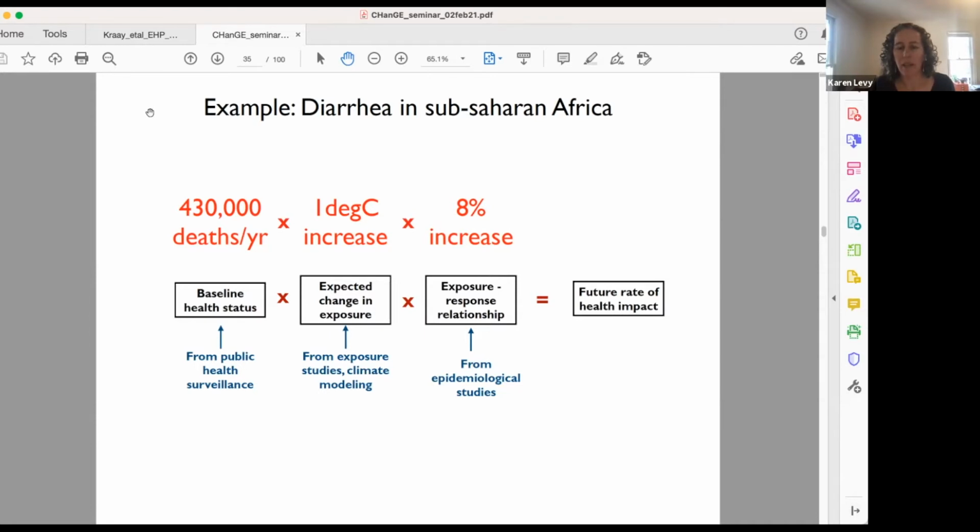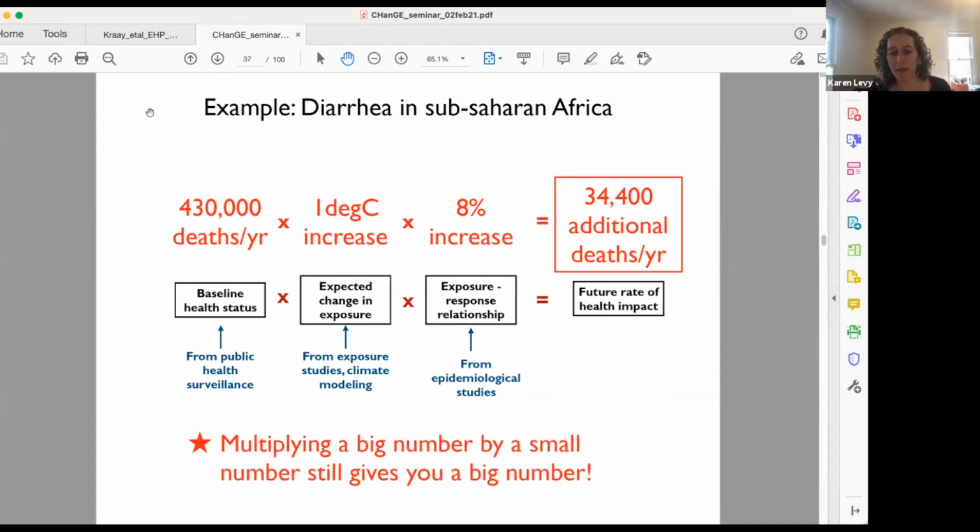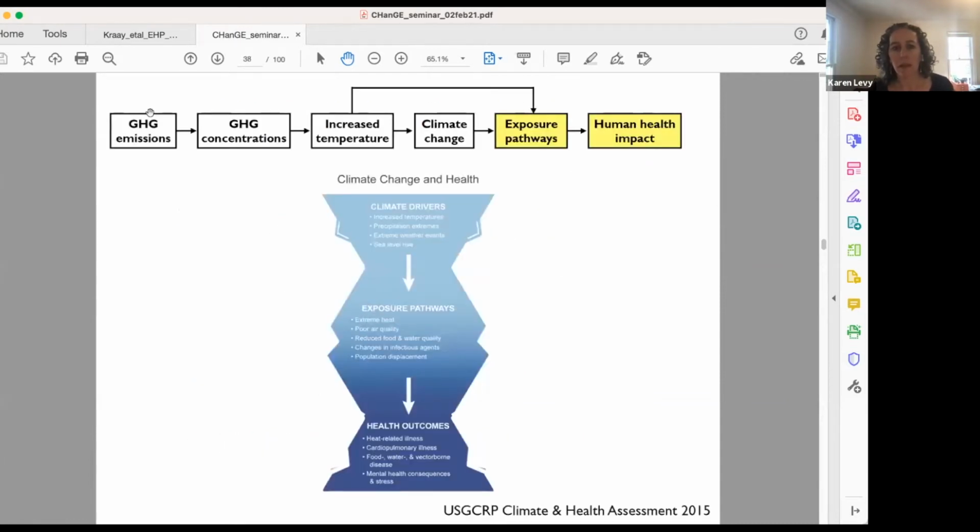So you can look at that and think, is 8% a lot or a little? But when you're multiplying it by a very high baseline health status, a high baseline prevalence, you actually get a pretty high impact. So multiplying a big number by a small number still gives you a very big number. So that's where we get into these questions about understanding what the baseline health status is, and that being very important in determining the impacts of climate change.